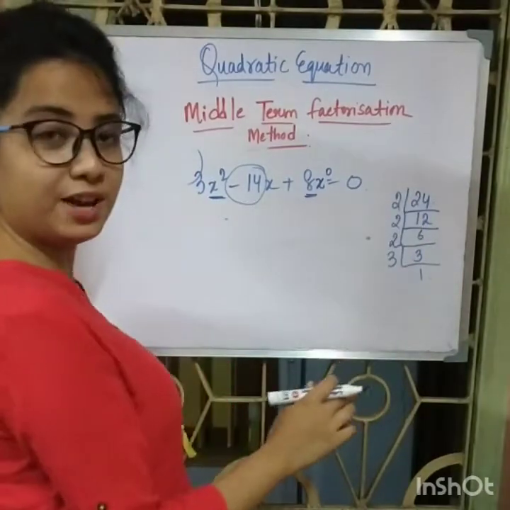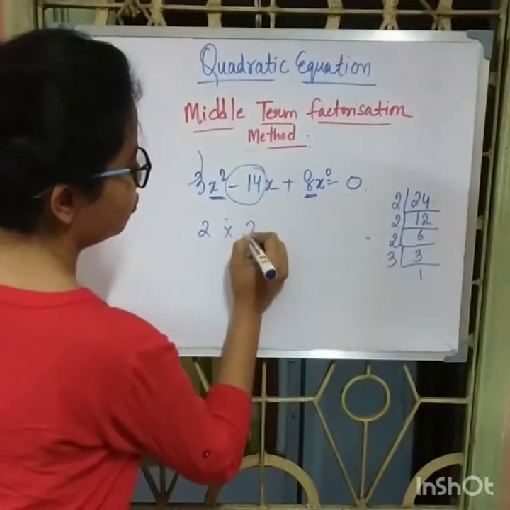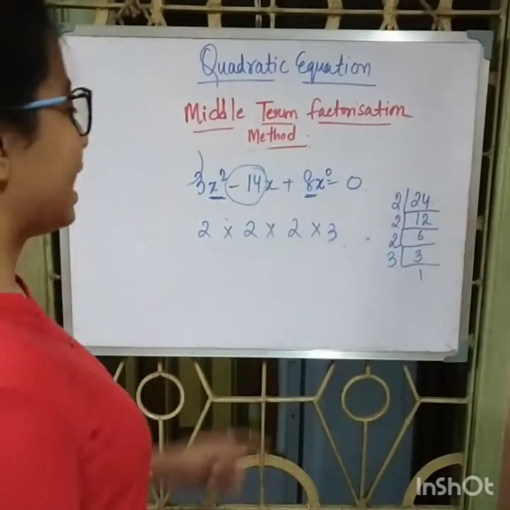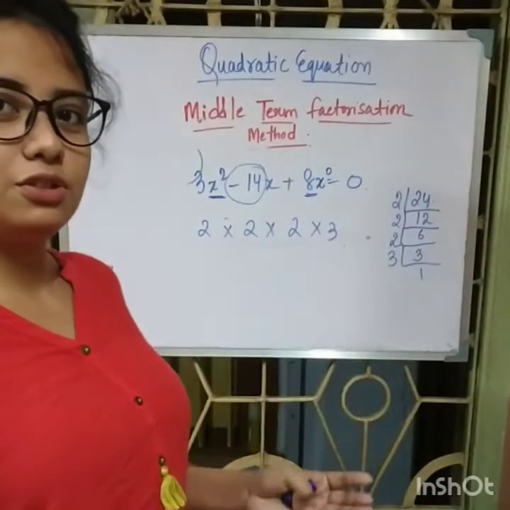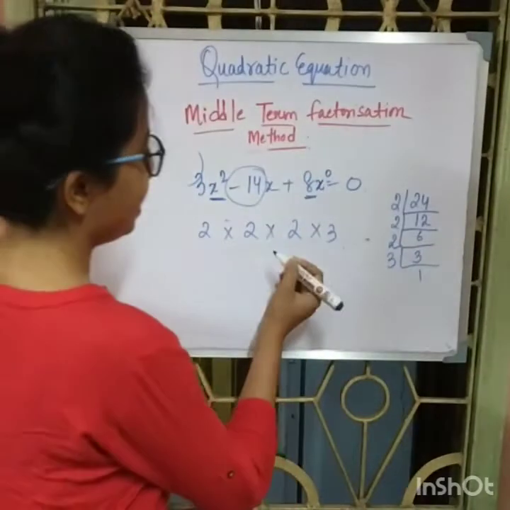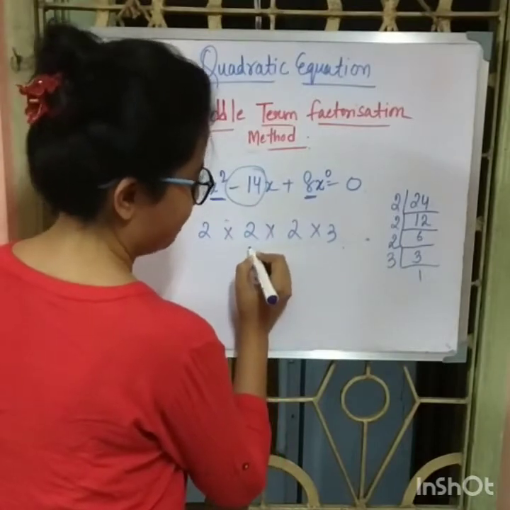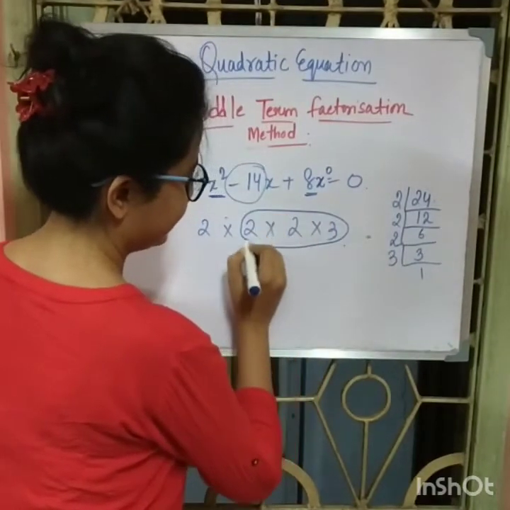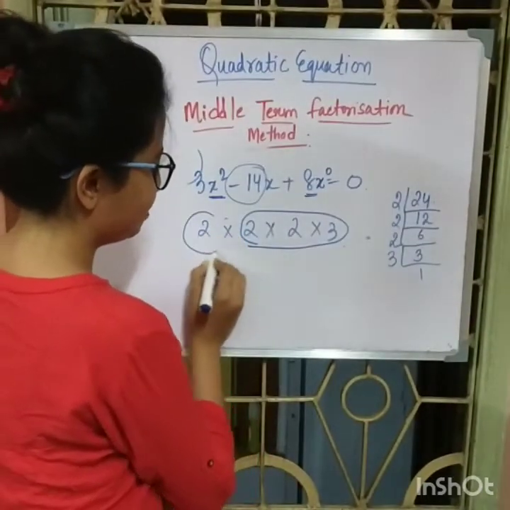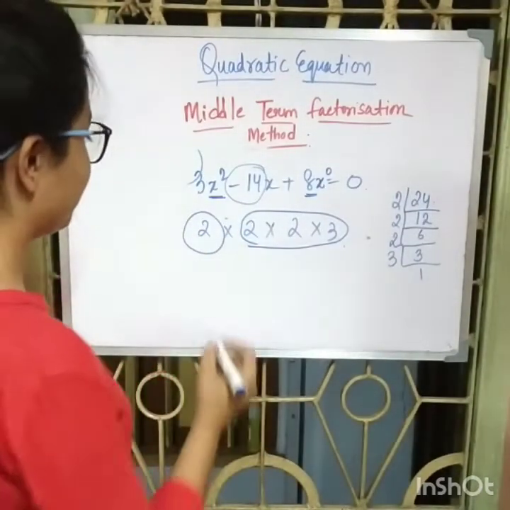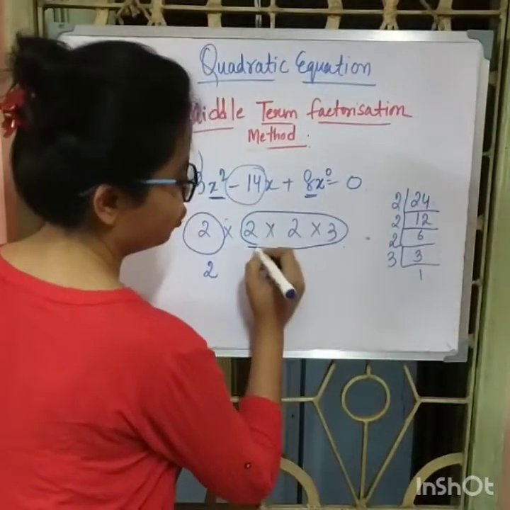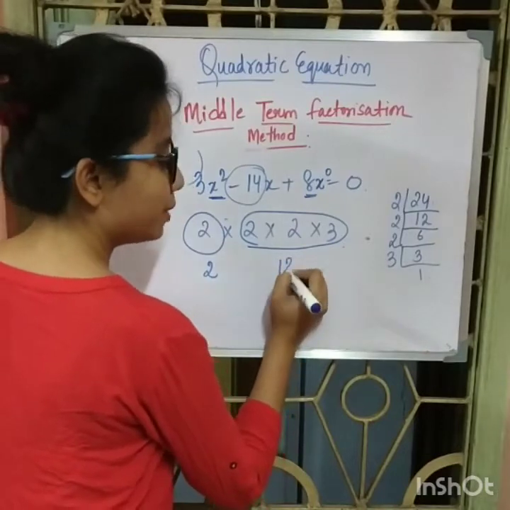So my prime factors are 2 into 2 into 2 into 3. Can you guess what the two parts can be? See, if I multiply these three numbers and keep this digit alone, what will we get? We'll get 2 here, and 2 into 2 is 4, 4 into 3 is 12.